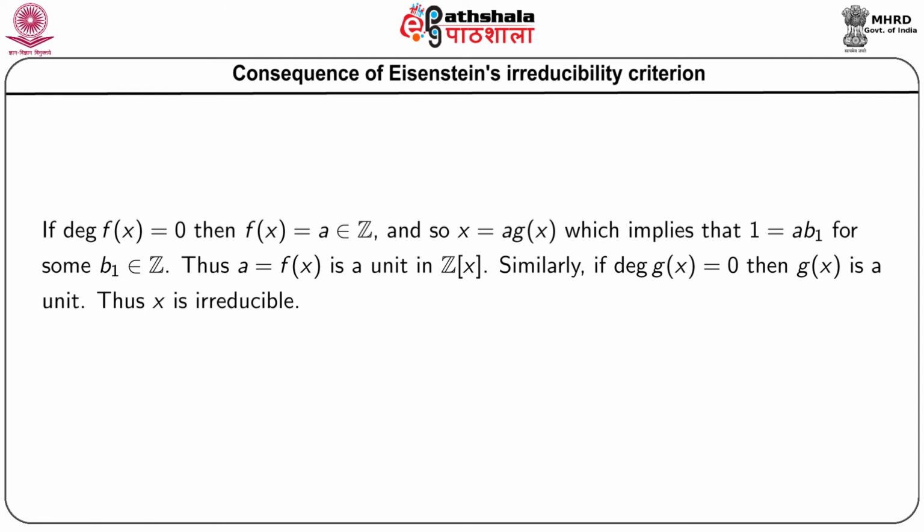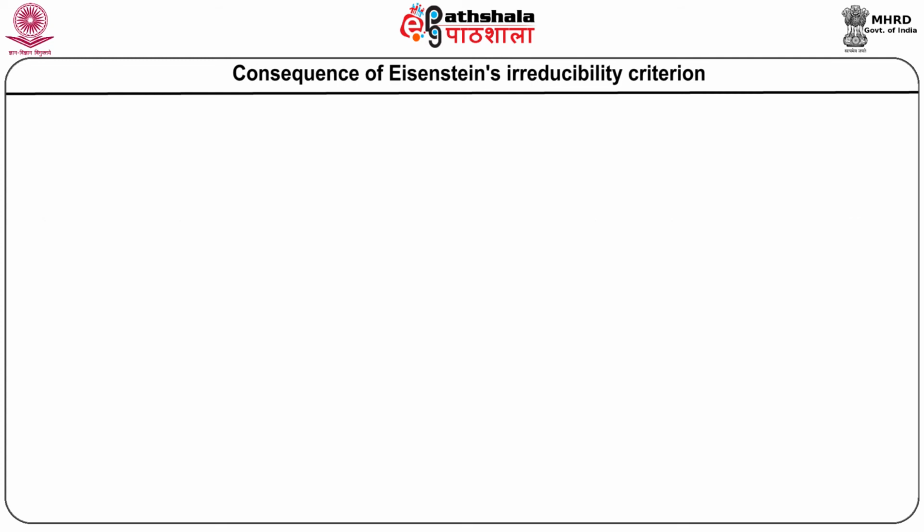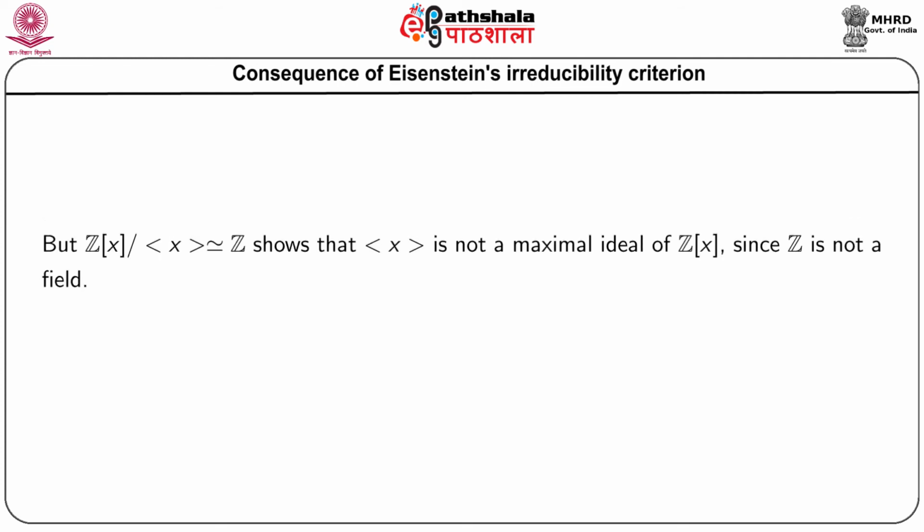Now we show that the ideal generated by x is not a maximal ideal. This is very simple to observe, that Z[x] by the ideal generated by x is isomorphic to Z, but Z is not a field, and hence the ideal generated by x is not a maximal ideal. Thus we see that the case for the irreducible elements and maximal ideals is not so simple.